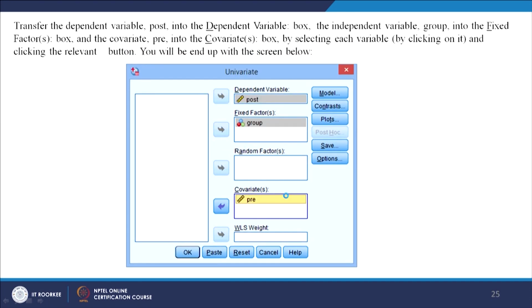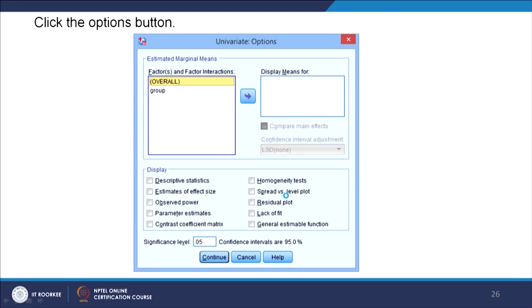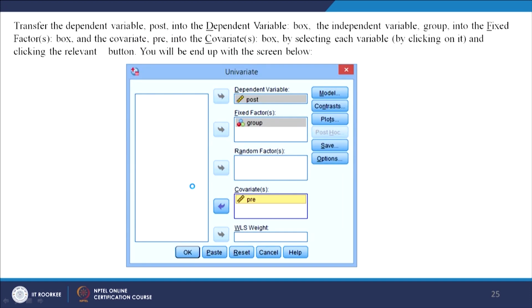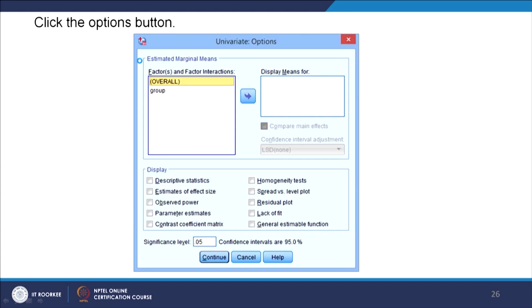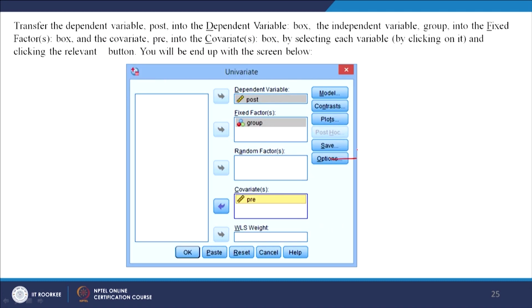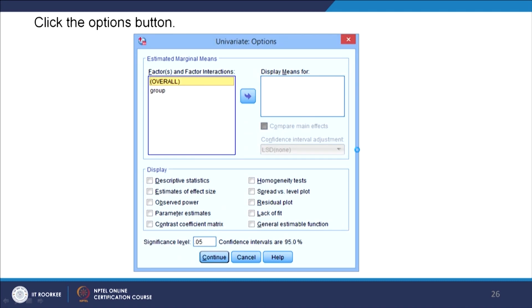The next is, after doing this, we will check for the option where we are trying to display the means, right. So, here you see, if you go back, transfer the dependent variable into the dependent variable box, the independent variable group into the fixed factor, and the covariate into the covariate box by selecting each variable and clicking the relevant button. So, this is how it goes, and then we come to the options button. You see this option. So, you come to this options button, and you get this kind of a screen. Here we will check for a few things.